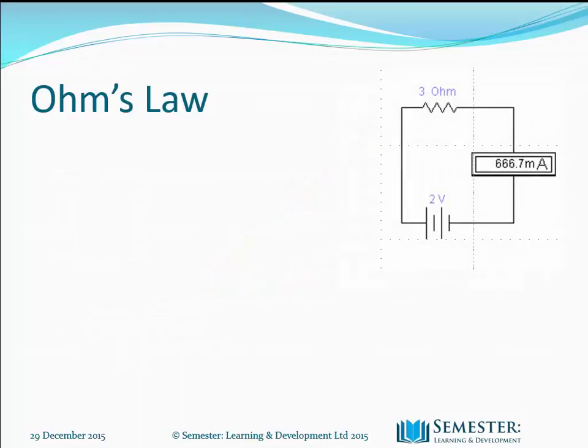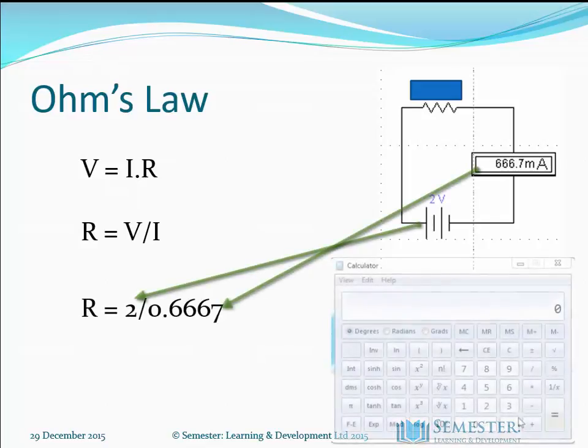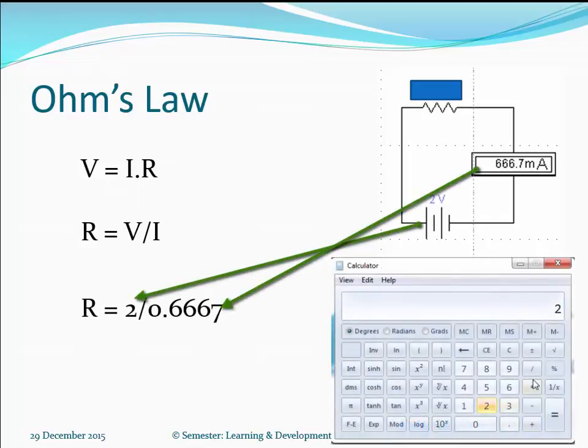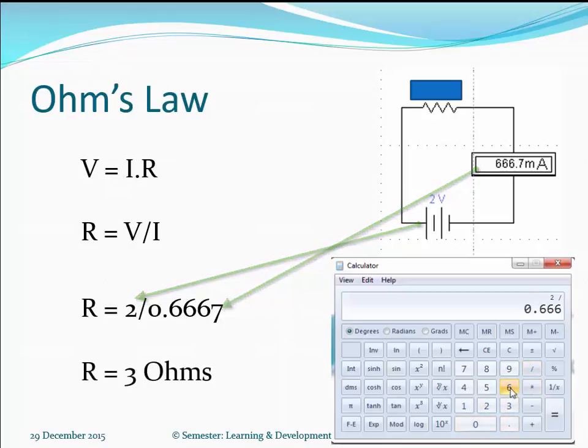Another example. Let's pretend we don't know the value of the resistance, but we know the value of the current and the voltage. Start off with Ohm's Law, rearrange for R, so R equals V divided by I, input the values, 2 divided by 2/3, gives us in fact 3 ohms. Check it on your calculator if you don't believe me.